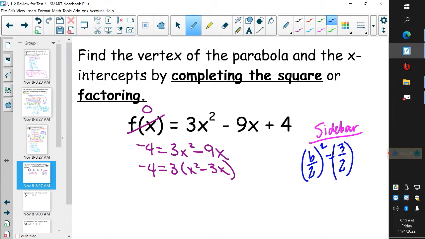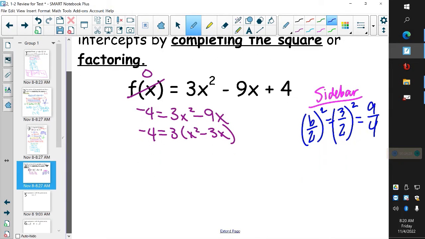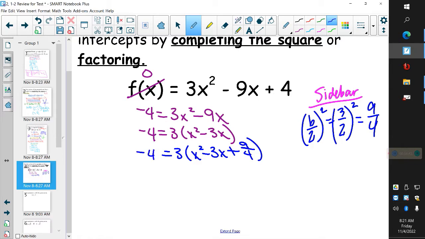3 divided by 2, I can't simplify that, but I sure can square it. What is 3 divided by 2 squared? 3 squared is? 9. 2 squared is? 4. So that's 9/4. Where does 9/4 go? It is going to go inside the parentheses, so I have 3 parentheses, x squared minus 3x plus a 9/4 quantity. What am I actually adding to the right-hand side? 3 times 9. I am actually adding 3 times the 9/4.